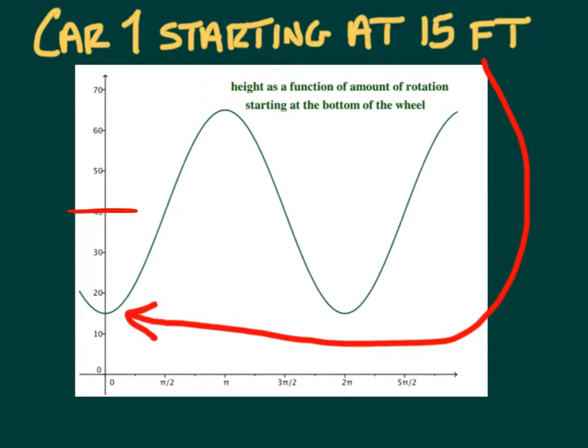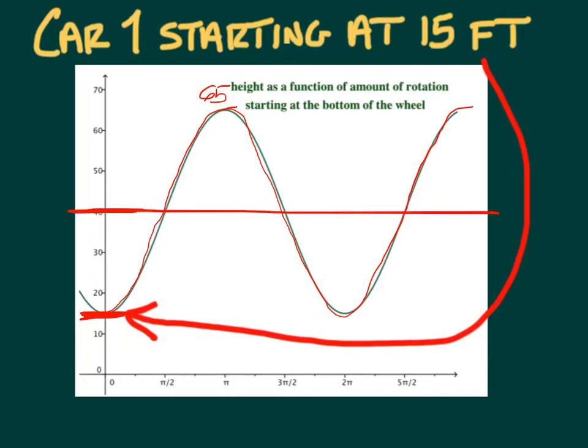So here is the platform at 50 feet, and we finally made it to reality now. You're going to get on that car at 15 feet, and you're going to go up clear to 65 feet, and then come back down to 15 feet, then back up to 65, and so on. The midline is still going to be at 40, straight across there.